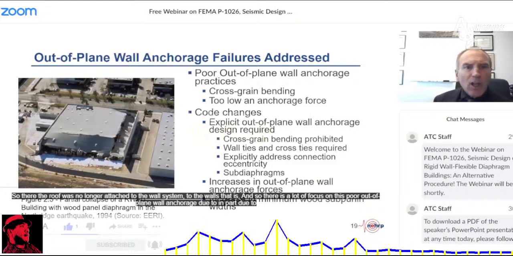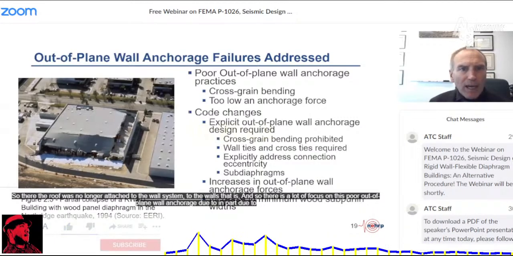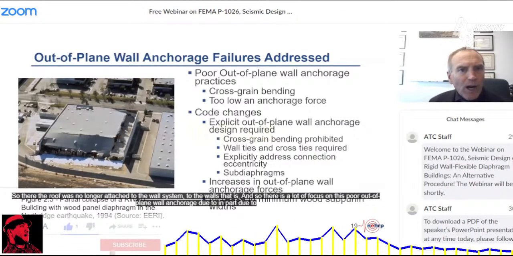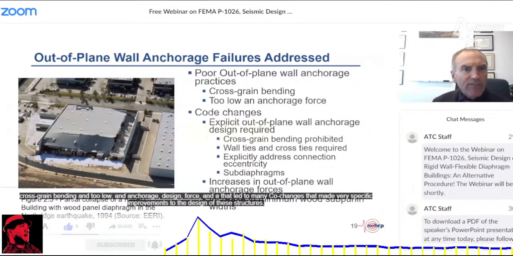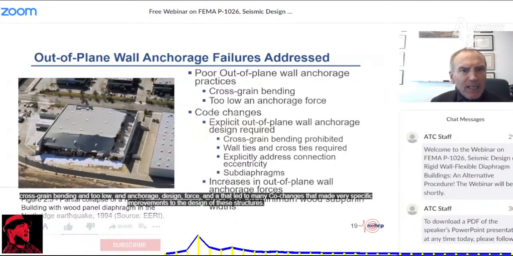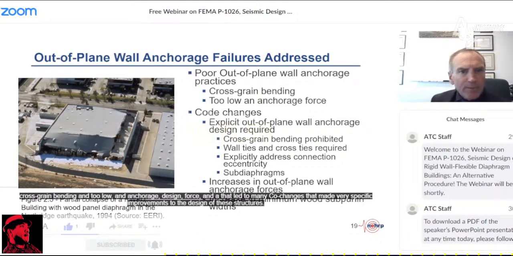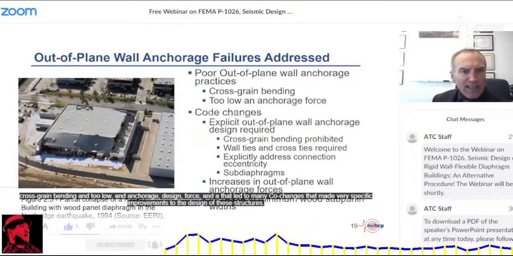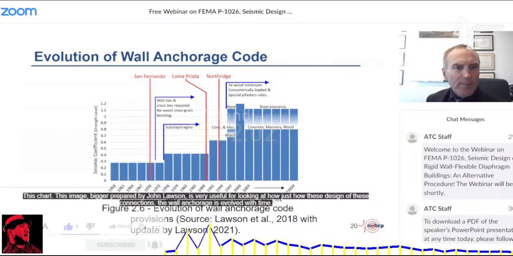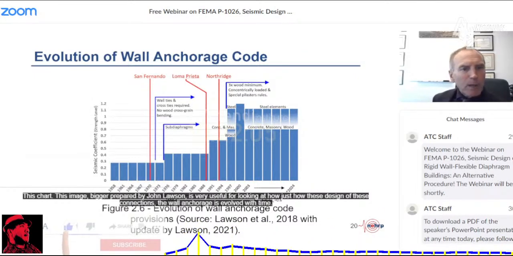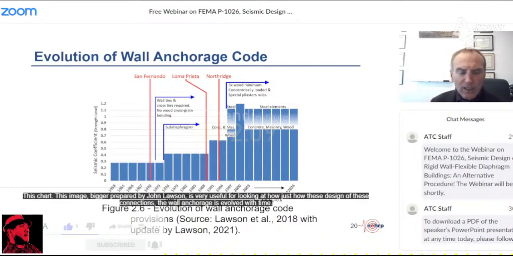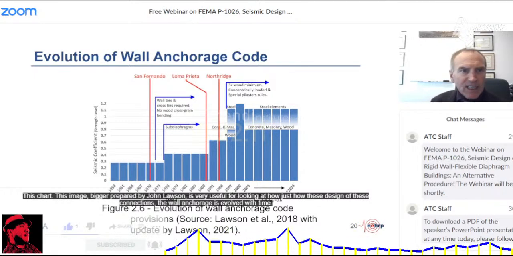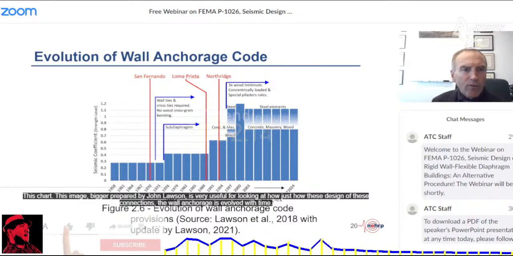And so there's a lot of focus on this poor out-of-plane wall anchorage due, in part, to cross-grain bending and too low an anchorage design force. And that led to many code changes that made very specific improvements to the design of these structures. This figure prepared by John Lawson is very useful for looking at how the design of these connections, the wall anchorage, has evolved with time.